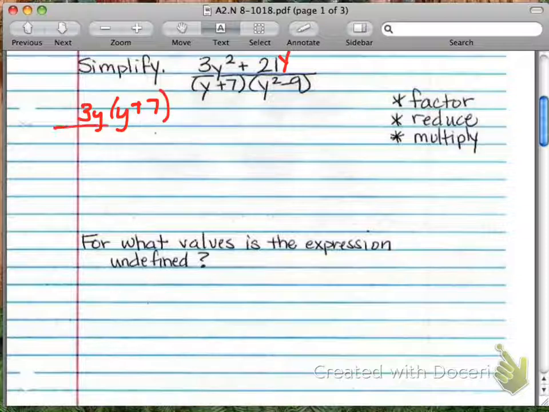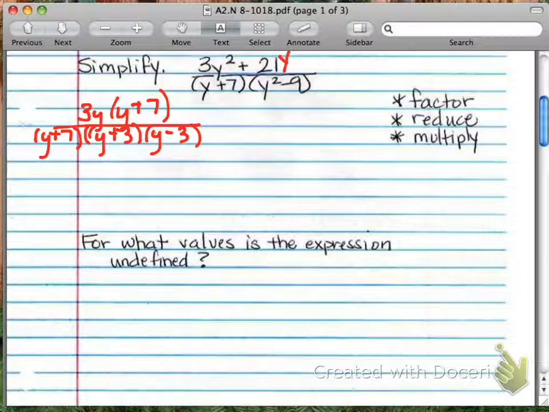Okay? Over. Look at the bottom. We try to factor anything we can on the bottom. Can you factor anything out on the bottom of y plus 7? No, so that just stays y plus 7. Okay? What about y squared minus 9? What do you see there? Difference of squares, so what do you end up with? Y plus 3, and y minus 3. Okay?